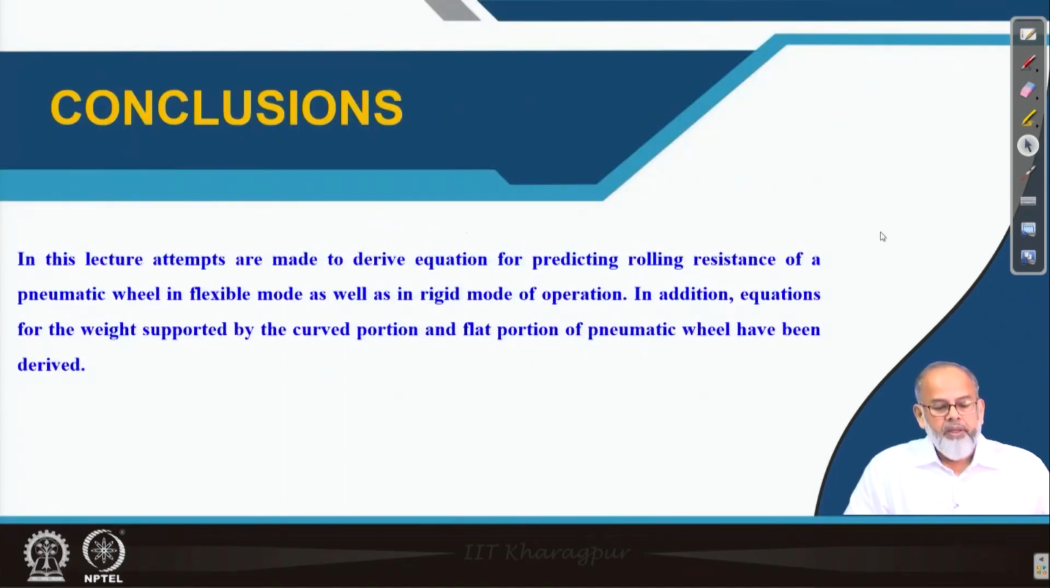So in this lecture, I tried to derive the equation for predicting rolling resistance of a pneumatic wheel, both in rigid mode as well as in flexible mode of operation. In addition, equations have been derived for finding out the weight carried by the different sections of the wheel. Different sections means there will be a flat portion and there will be a curved portion. So what will be the weight which will be carried on the flat portion, and what will be the weight which will be carried on the curved portion?